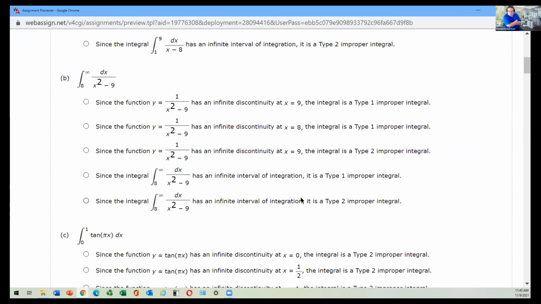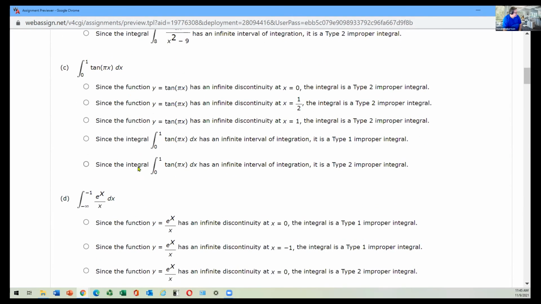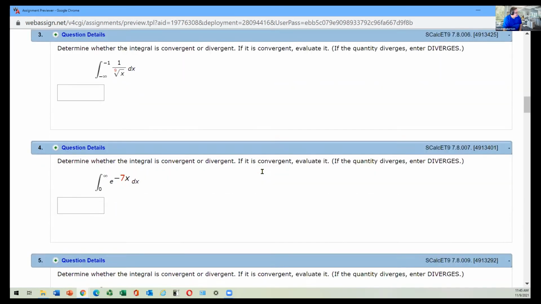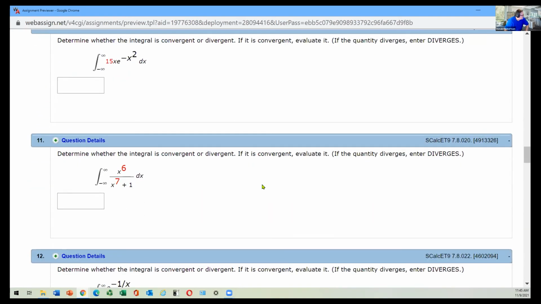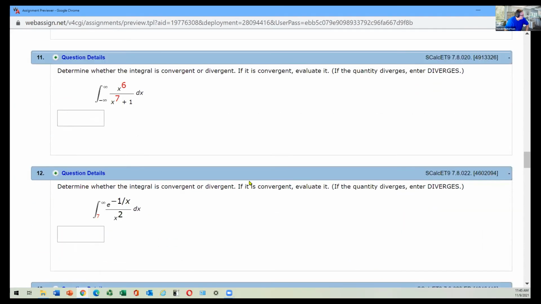What's question B? Type 1 or type 2? Type 1. Okay, would you agree type 1? It's got an infinity in it. These are all type 1s, so we won't worry too much about them right now. Anything with an infinity is a type 1.